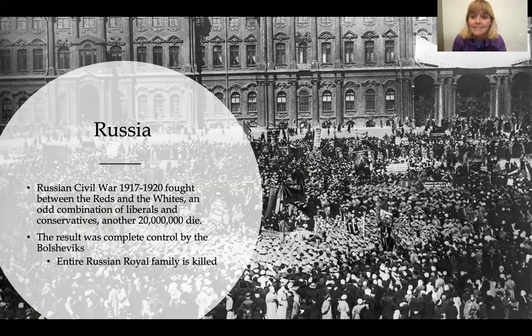So between 1917 and 1920, Russia's going to undergo one of the deadliest, the deadliest civil war in history. It's going to be a war fought between the Reds and the Whites, the Reds being communists, the Whites being liberals. Well, sort of liberals and conservatives, basically anyone who's not a communist. So on top of the 7 to 10 million Russian soldiers that will die during World War I, another 20 million are going to die during the Russian Civil War.